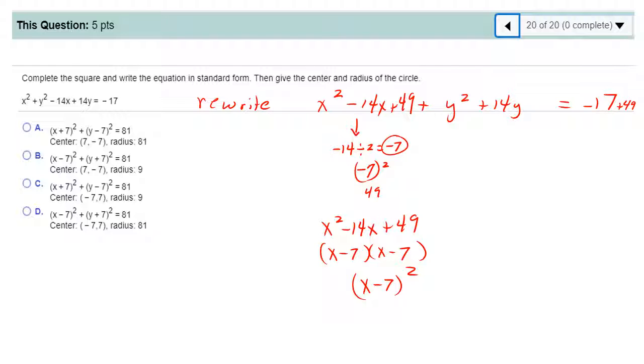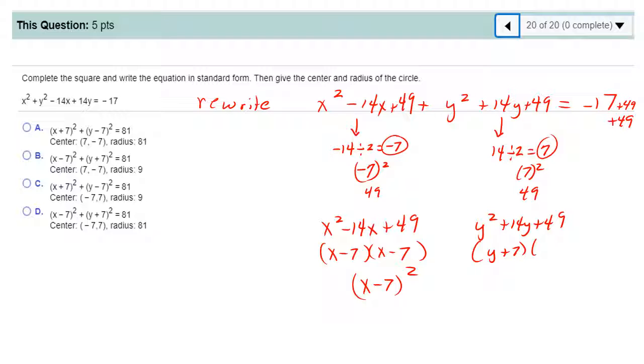I will do the same process with the y terms. So I take the positive 14 here and divide that by 2 and get positive 7. Then positive 7 squared also gives me 49. That may not always be the same number as in this example. So I add the 49 to the y terms. I have to add another 49 on the right to keep the equation balanced. So I have y squared plus 14y plus 49. That will factor as y plus 7, which ends up being y plus 7 quantity squared.